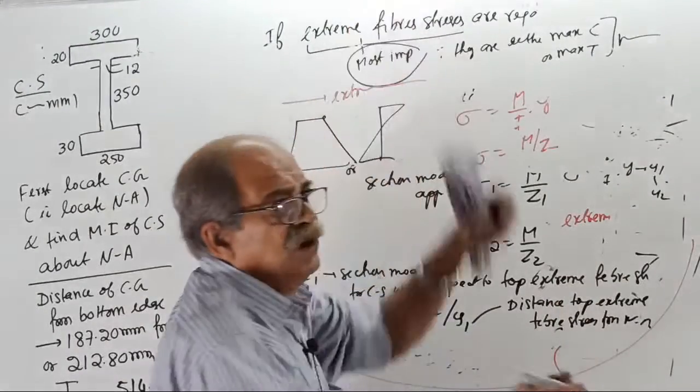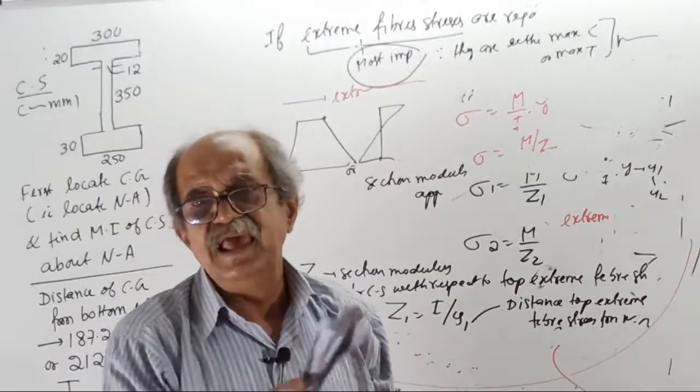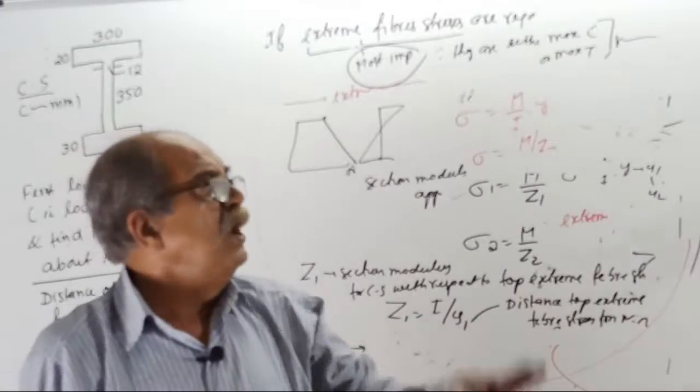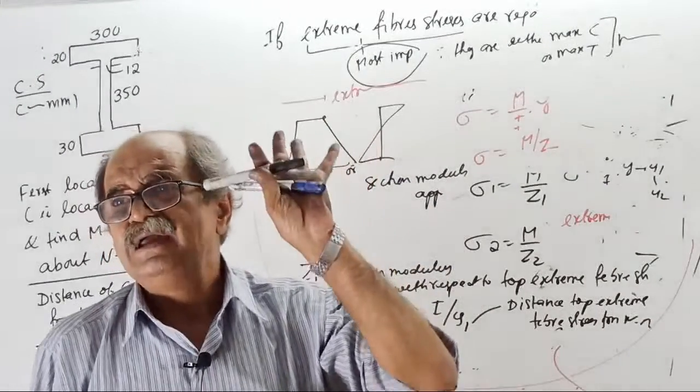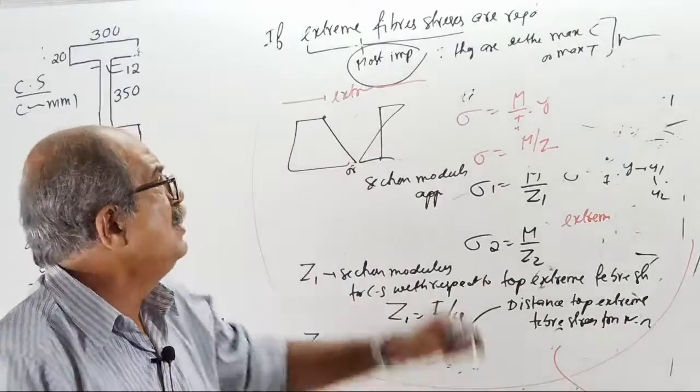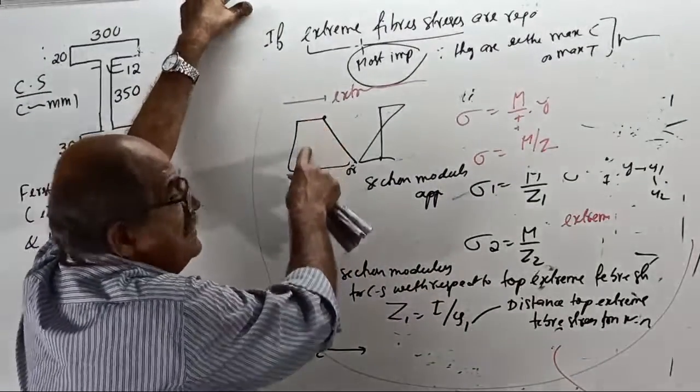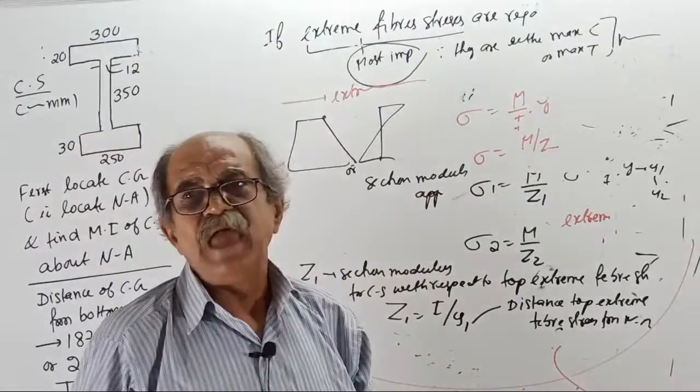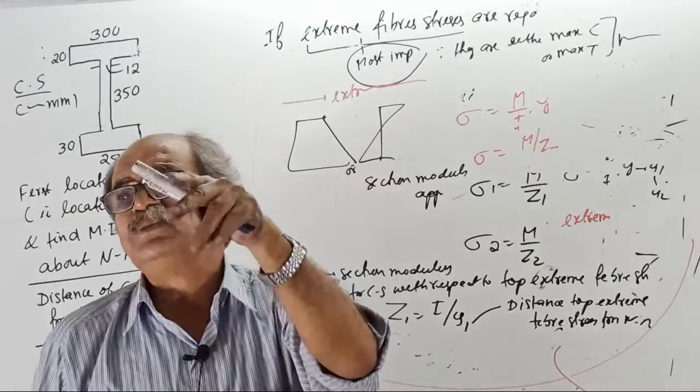Only and only and only for extreme fiber stress. Clear now? Fast. Only and only and only for extreme fiber stress. We will not use it for stress anywhere in between. If you use it, then that Z is varying.